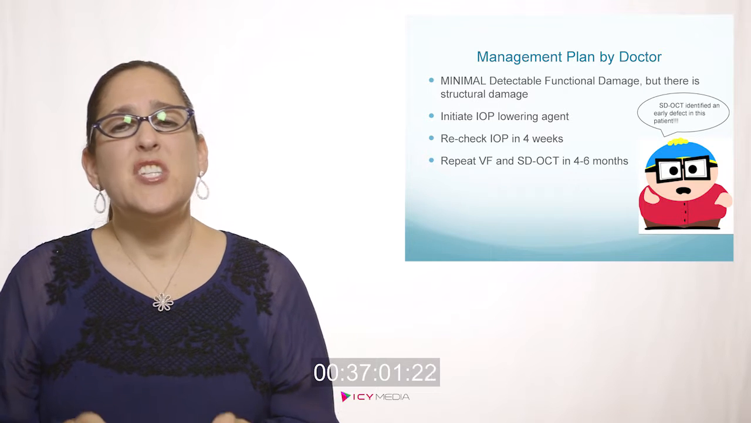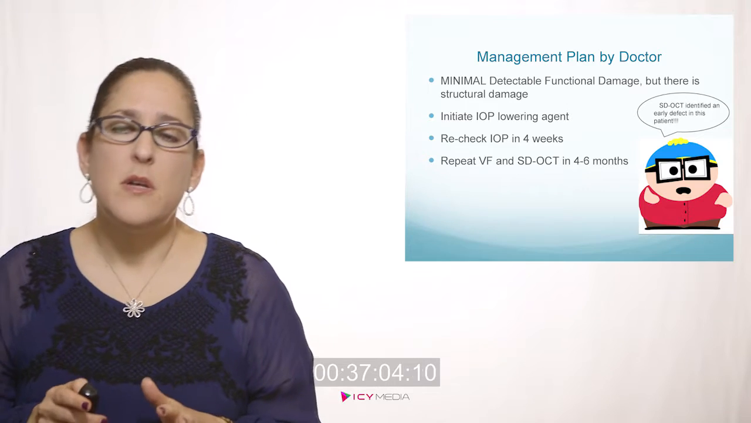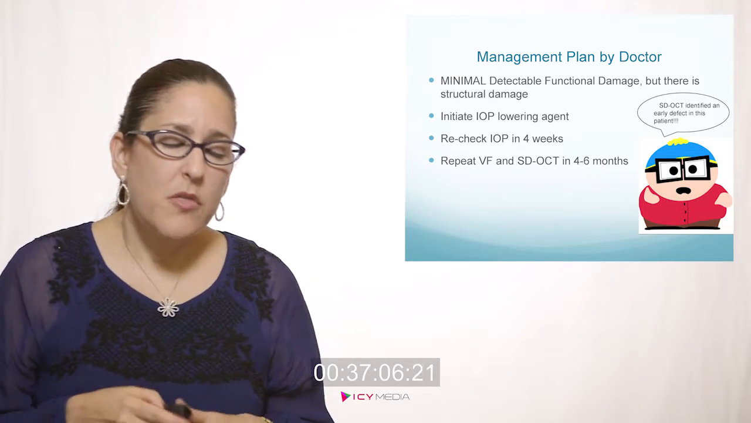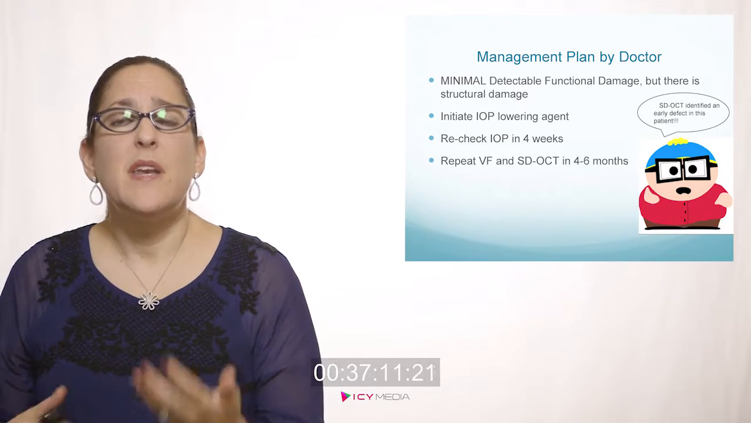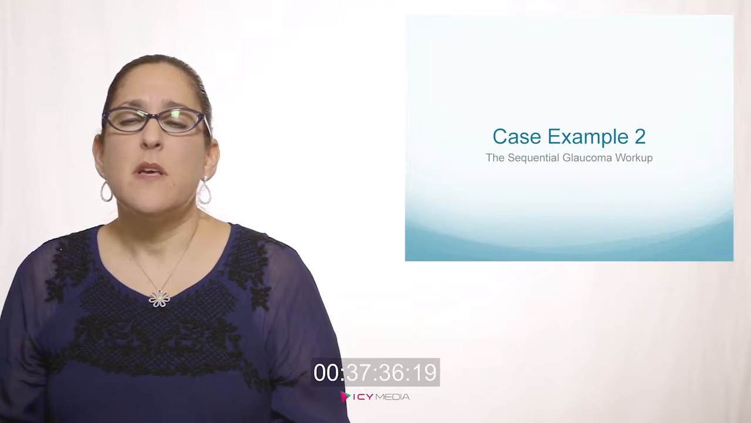So in this particular patient, even though there was minimal detectable functional damage, there was evidence of early change that the OCT was able to pick up for us. And so we initiate treatment in this patient. And again, you may decide that this is not a patient that you want to treat, and that's fine. But the purpose of this example is to show you how the OCT was able to pick up on something earlier than the visual field did. And it told you that based on the literature and based on statistics, this patient had a pretty significant risk of developing glaucoma.